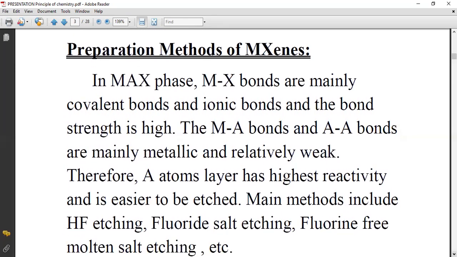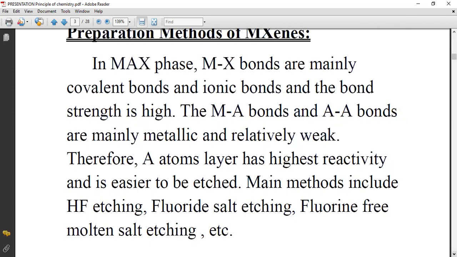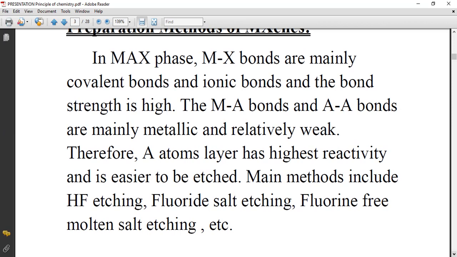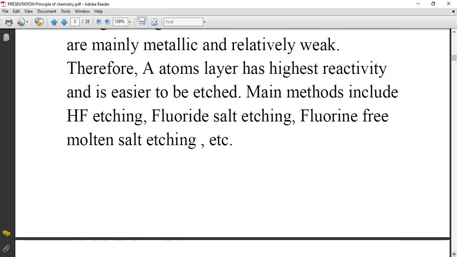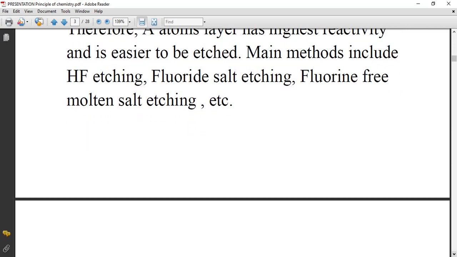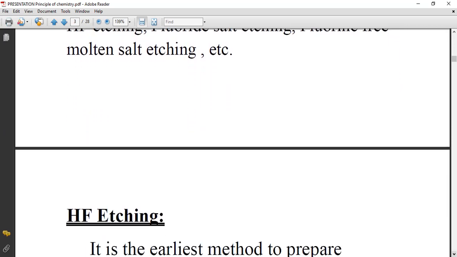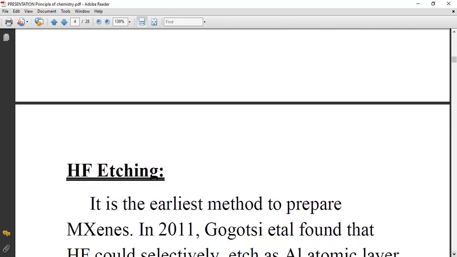Preparation methods of MXenes. In the MAX phase, M-X bonds are mainly covalent and ionic bonds, and the bond strength is high. The M-A bonds are mainly metallic and relatively weak. Therefore, the A atom layer has the highest reactivity and is easier to etch. Main methods include HF etching, fluoride salt etching, and fluoride-free molten salt etching.